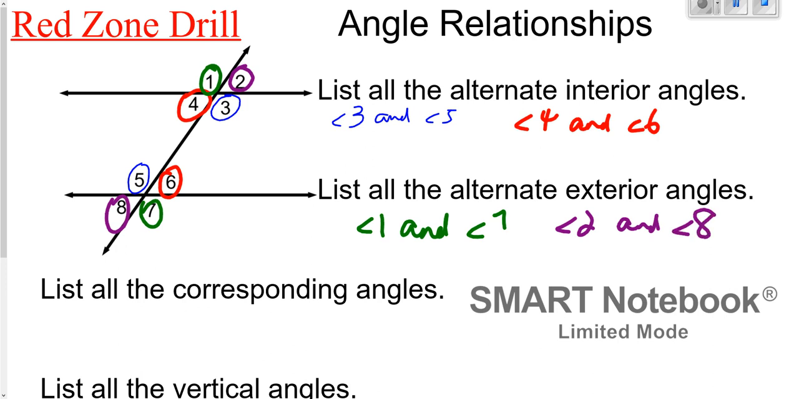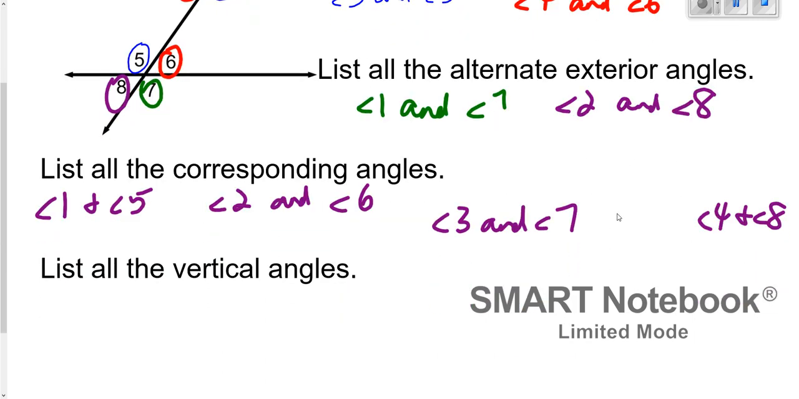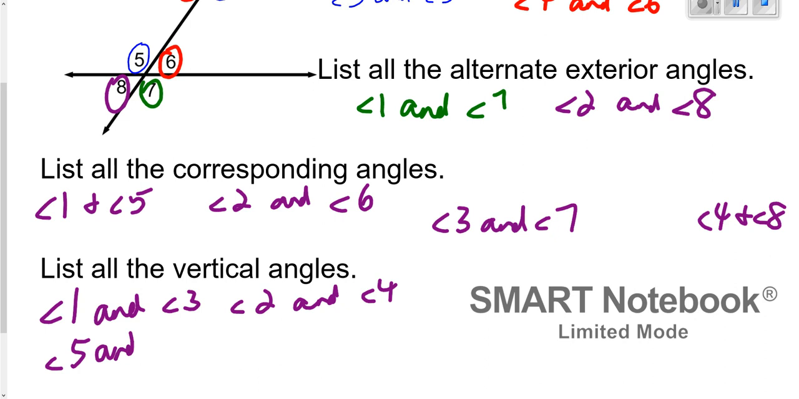The corresponding angles we said are the ones that match up. So angle 1 and angle 5 match up. Angle 2 and angle 6. Angle 3 and angle 7. And angle 4 and angle 8. And then list all the vertical angles. So angle 1 and angle 3, angle 2 and angle 4, 5 and 7, and 6 and 8. Okay?